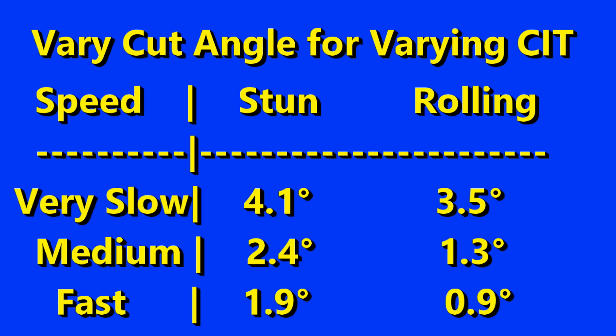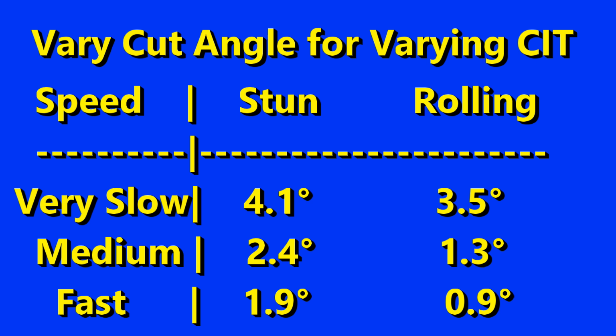Let's consider the variation in CIT angle when we vary the cut angle. We probably don't transfer our intuition across cut angles, but let's have a look anyways. We'll check at 3 collision speeds for both stun and a rolling cue ball.